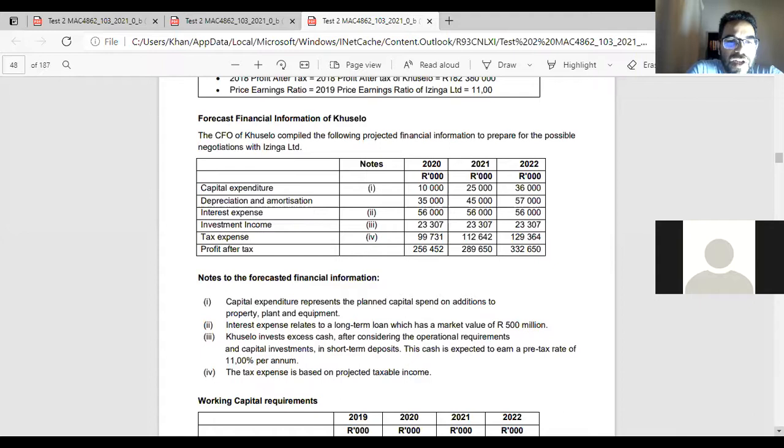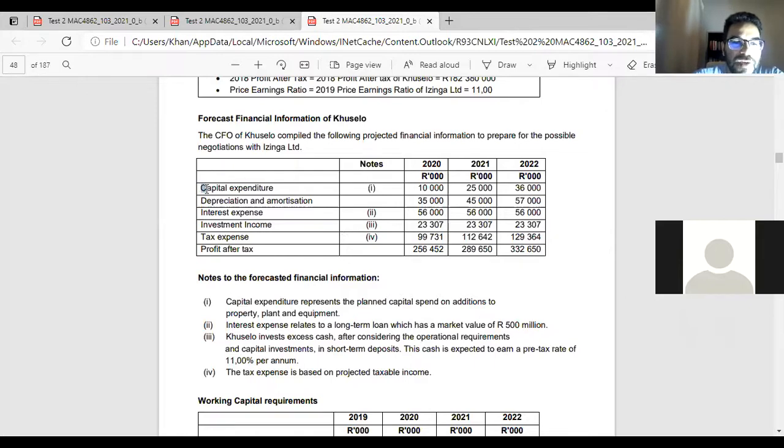The CFO of Kuselo compiled the following projected financial information to prepare for the possible negotiations with Izinga. They have 2021, because remember we are in 2019. So 2019 is your current year. So we will use forecasted figures 2020, 2021, 2022. So they're using a three-year forecast. Technically speaking, 3 years is too little. You want to get 10 to 15, but we're not arguing with this now. We're going to use that as is.